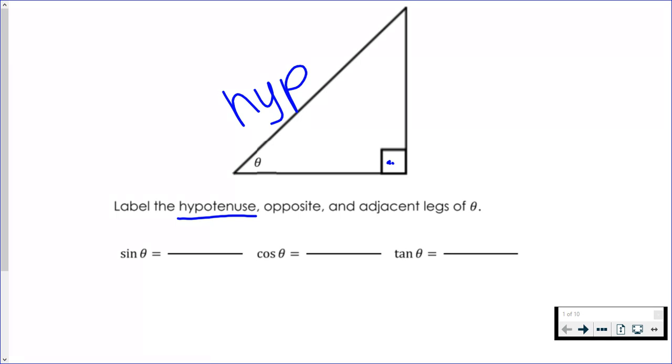Now, the opposite and the adjacent depend on the location of our angle theta. In this case, theta is down here in this corner. So the side that is opposite from theta would be over here. Adjacent means next to, so the side that's next to theta would be down here.